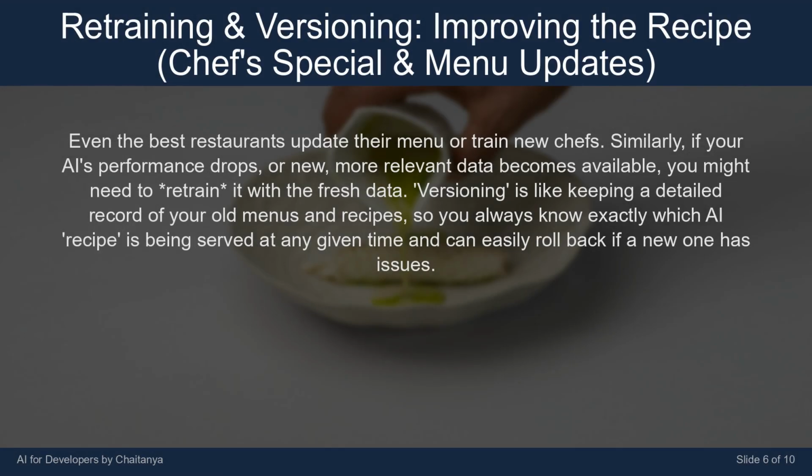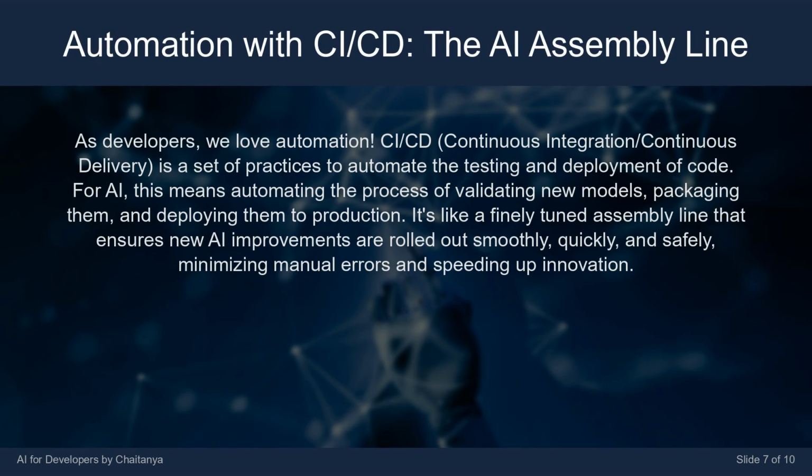Even the best restaurants update their menu or train new chefs. Similarly, if your AI's performance drops, or new, more relevant data becomes available, you might need to retrain it with the fresh data. Versioning is like keeping a detailed record of your old menus and recipes, so you always know exactly which AI recipe is being served at any given time and can easily roll back if a new one has issues.